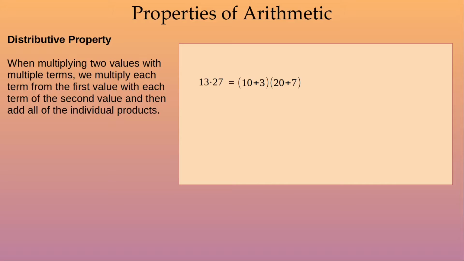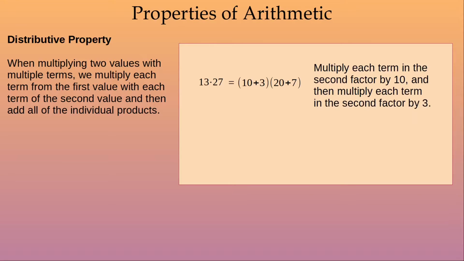the second value. So what I'm going to do is start with that 10, and I'm going to multiply it by the 20, and then I'm going to multiply it by the 7. So that's going to give me 10 times 20, and then 10 times 7. Now I'm going to move on to the 3, and I'm going to do the same thing. 3 times 20, and 3 times 7. So here's all of those individual terms laid out.